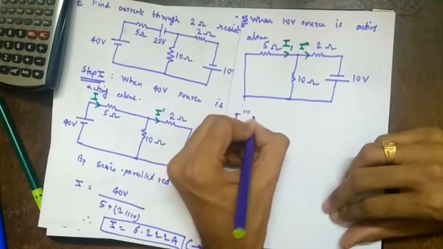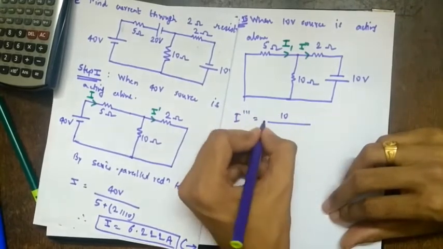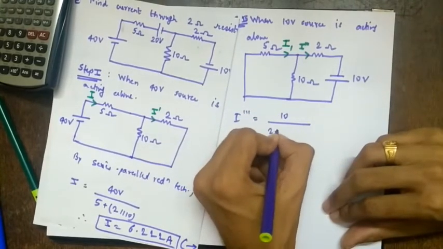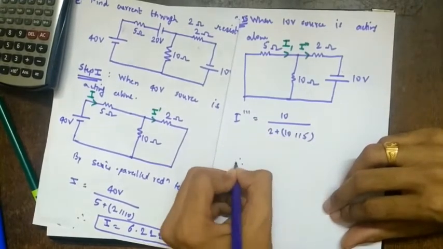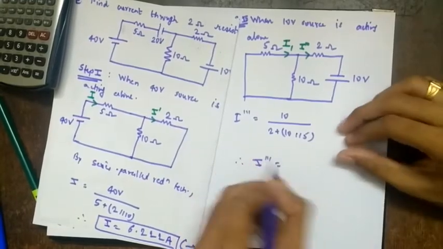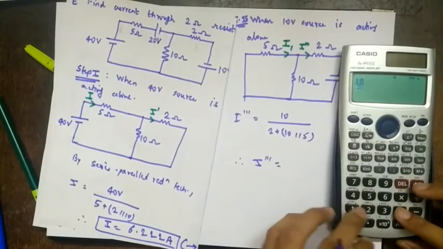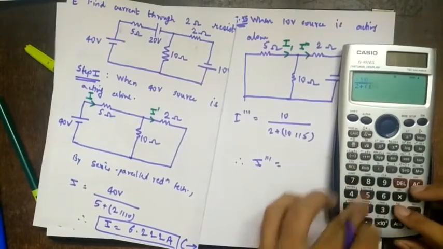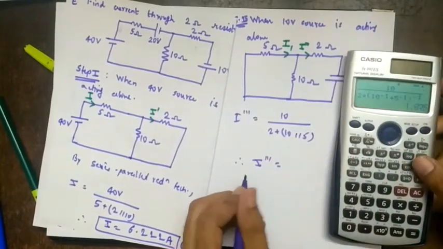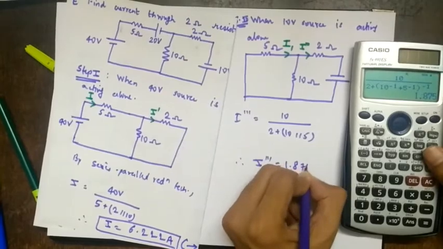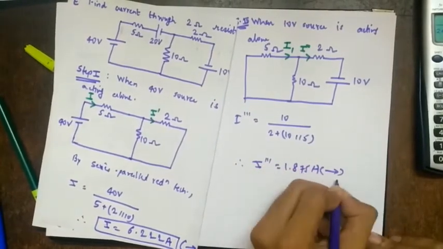So what will be I triple prime? It will be 10 upon 2 plus 10 parallel with 5, right? So you are directly getting I triple prime here. So it is 10 upon 2 plus 10 inverse plus 5 inverse. So 1.875 amperes, and direction is towards right. Make sure you write these directions.